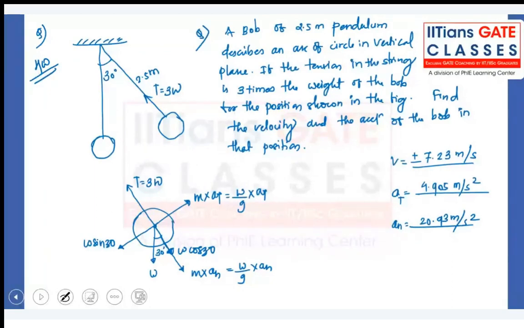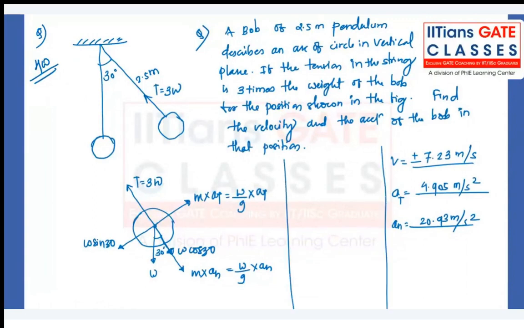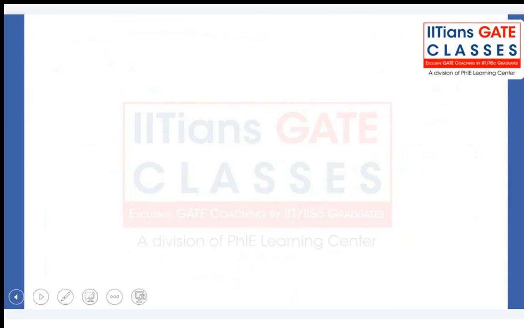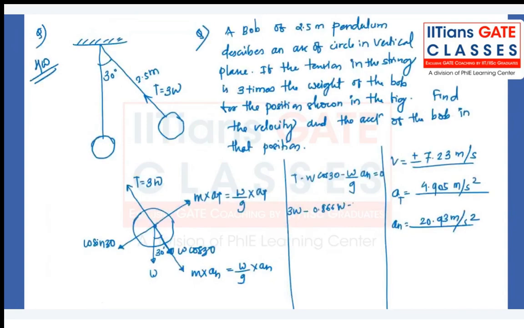So in this case, if you apply the summation along the string, what you will get is tension upward minus W cos of 30, which is acting downward, minus W by g an, which is again acting downward, is equal to 0. So from this, tension is given as 3 times the weight minus W cos of 30. So it's 0.866 W minus W by g, and an is v square by r. Okay, v square by r, r is 2.5, equal to 0.